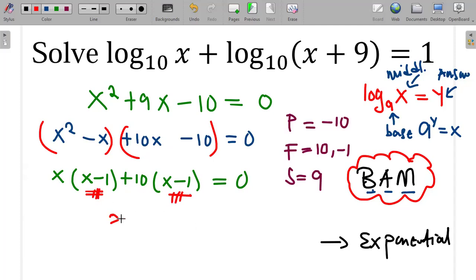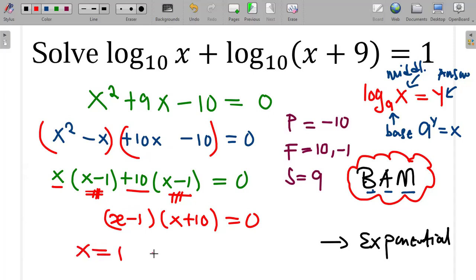Okay, from there, we can see that we have the same factor here and there. So just write the one that repeats once, and then we combine whatever is outside there. So that is x plus 10 equals 0. To find the value of x, we say this equates to 0 and solve for x: x equals 1. Or if I equate this to 0, solving for x will just be equal to minus 10. Okay, so those are the solutions that we get.